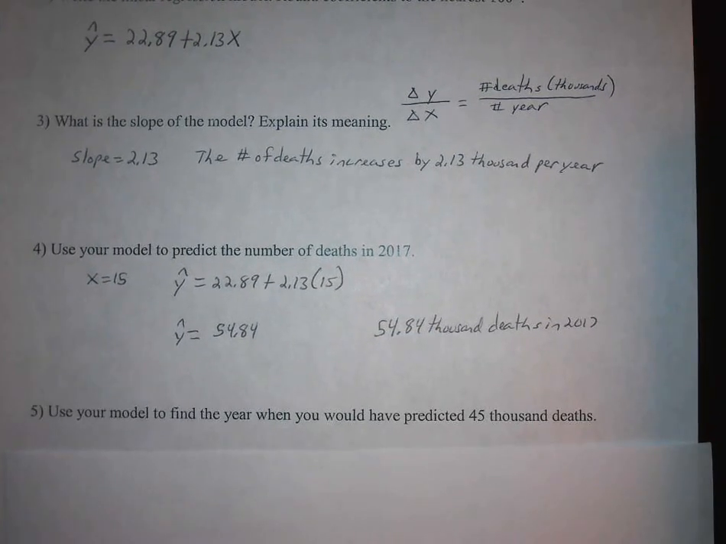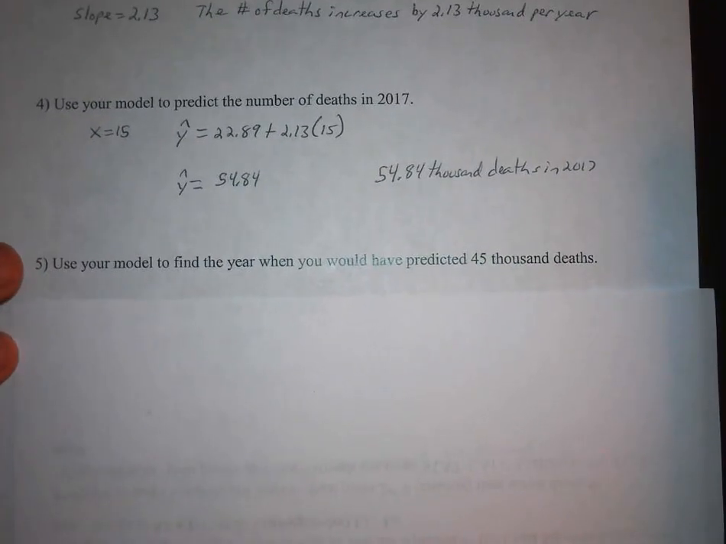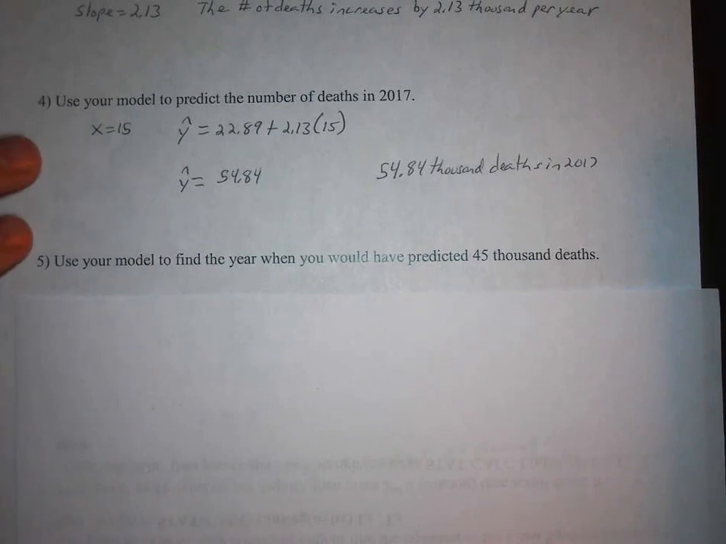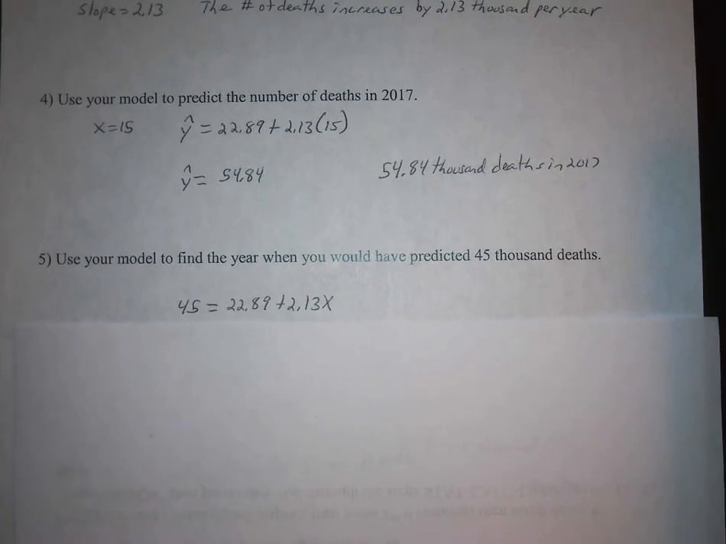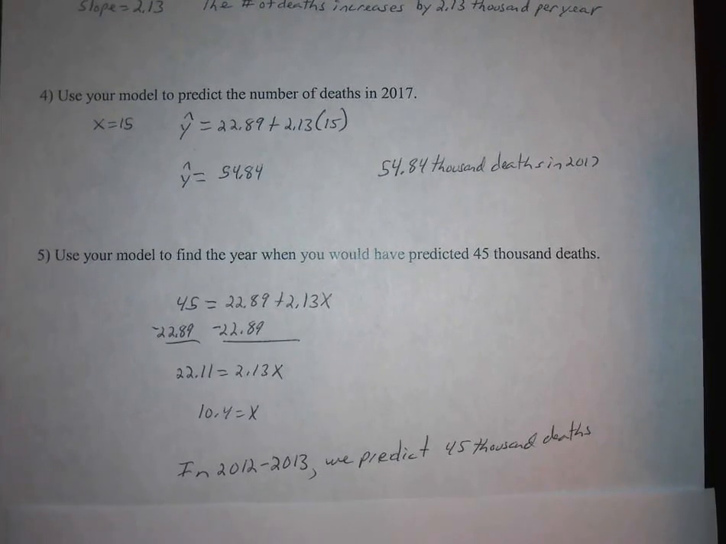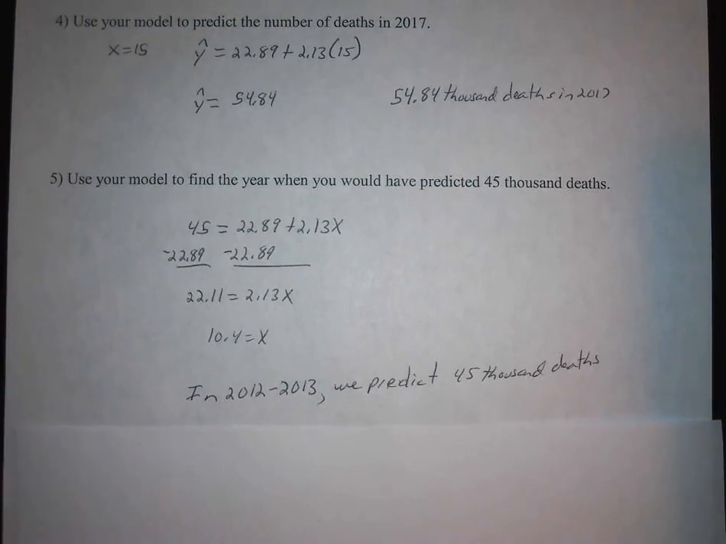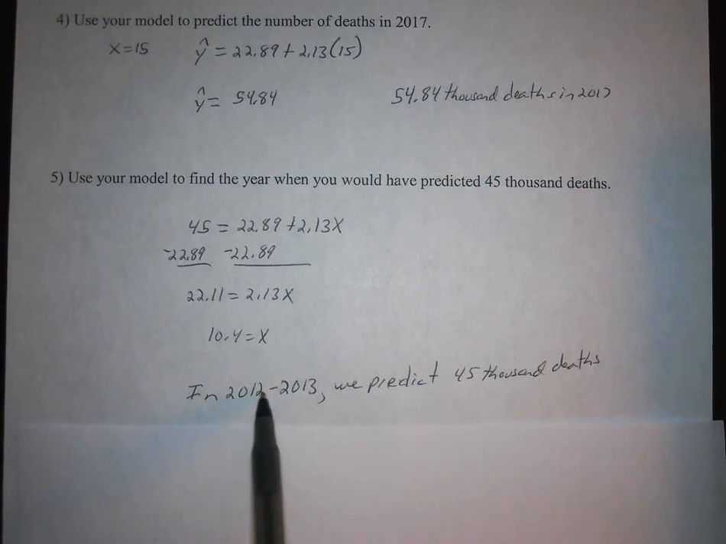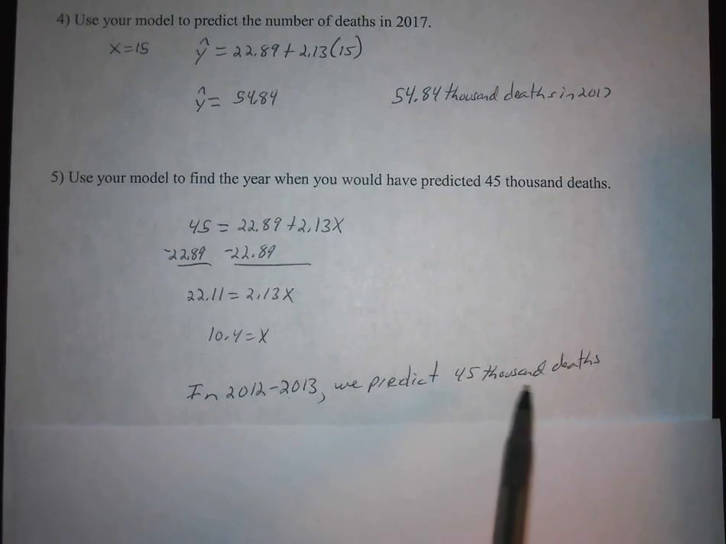Okay, then the last question here, using our model to find the year when you would have predicted 45,000 deaths. Well, now 45,000 deaths is a y hat value of 45. So you set that equal to your equation, and then you solve it for x. And you end up with x is approximately 10.4. We don't want to get too detailed here, but basically if you add 10 or 11 to 2002, you get 2012 or 2013. So somewhere in that time period, you would predict about 45,000 deaths.